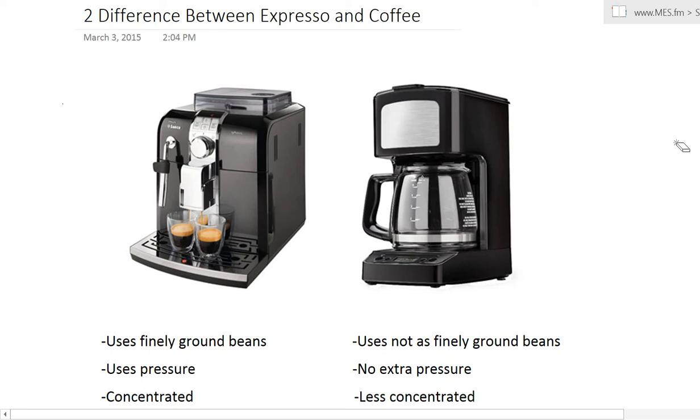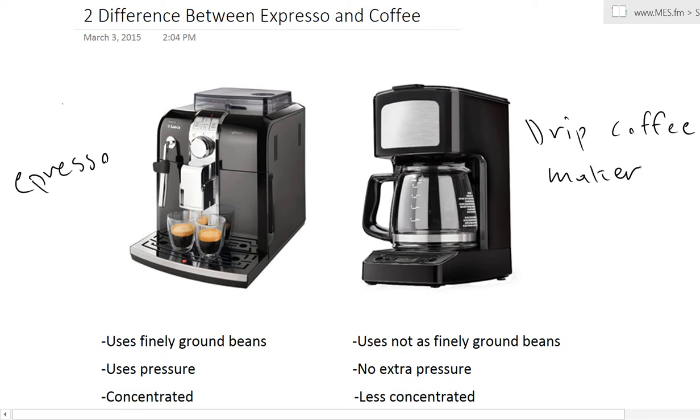So on the left side here, this is an espresso machine, okay, and on the right side is your typical, more traditional, what we call a drip coffee maker. This is what's in offices or most people's homes. And I'm going to be going over the difference between the two right now.